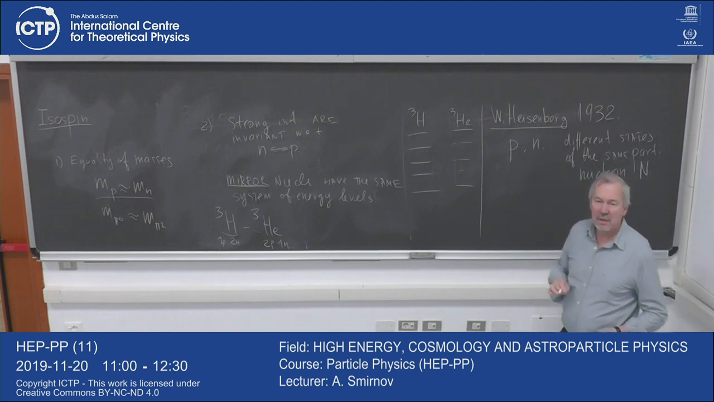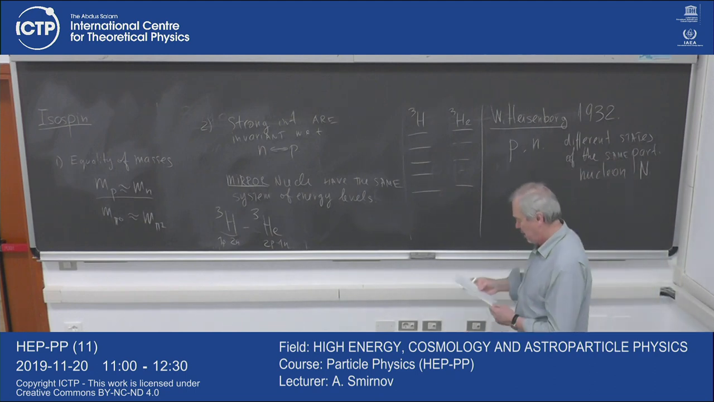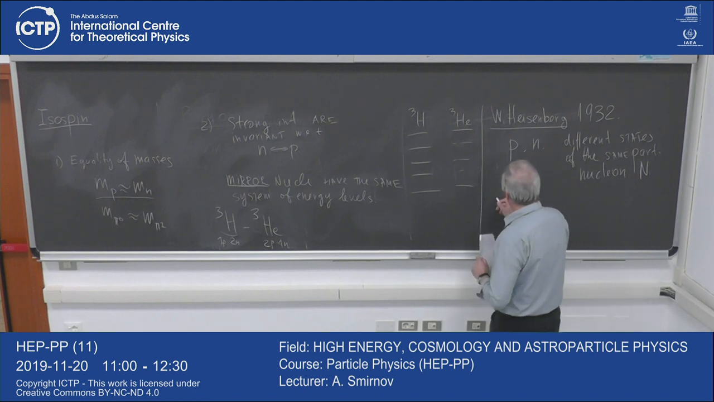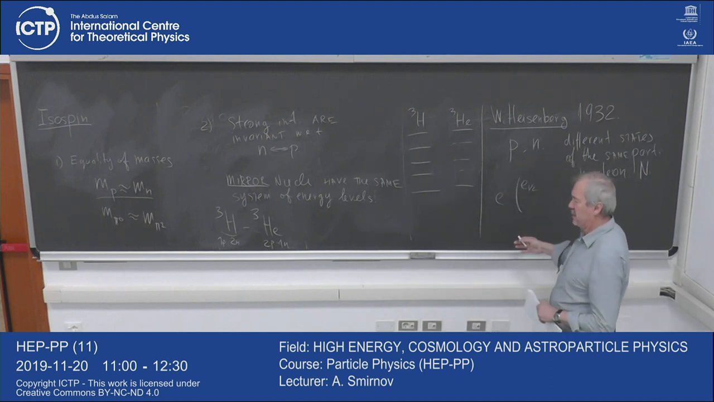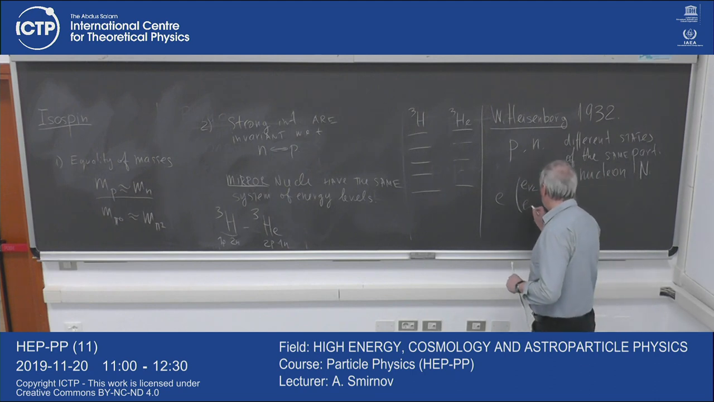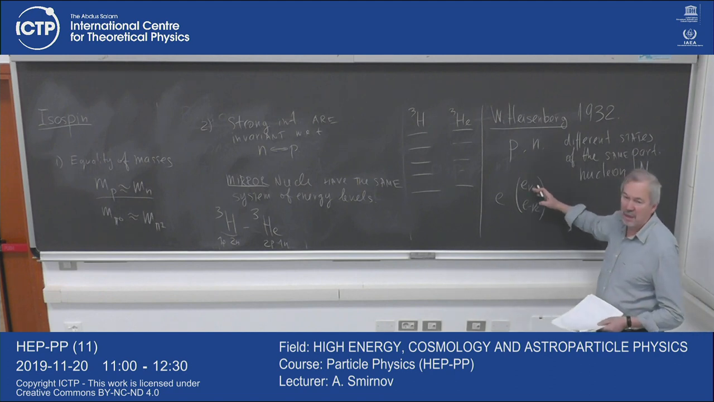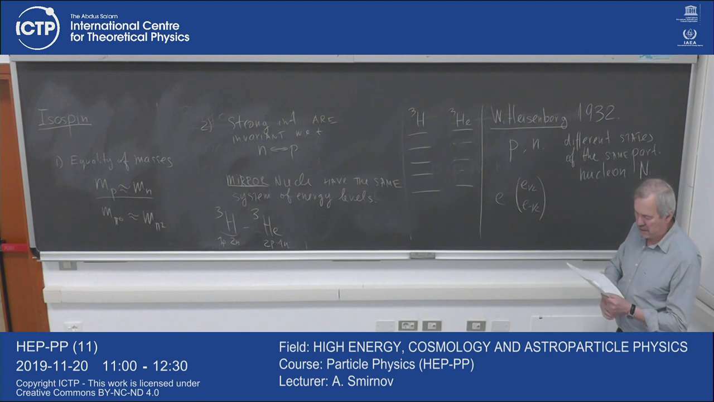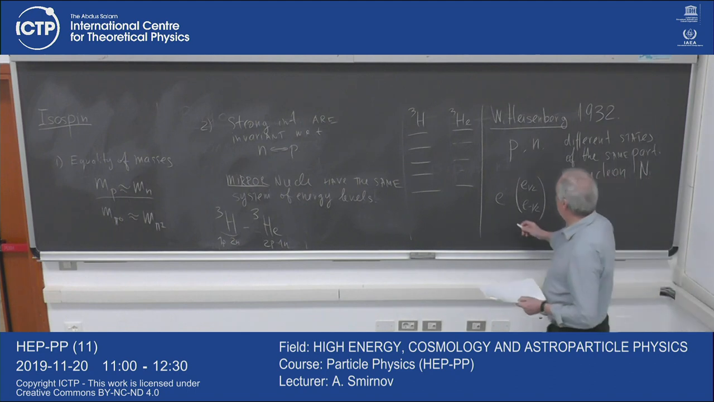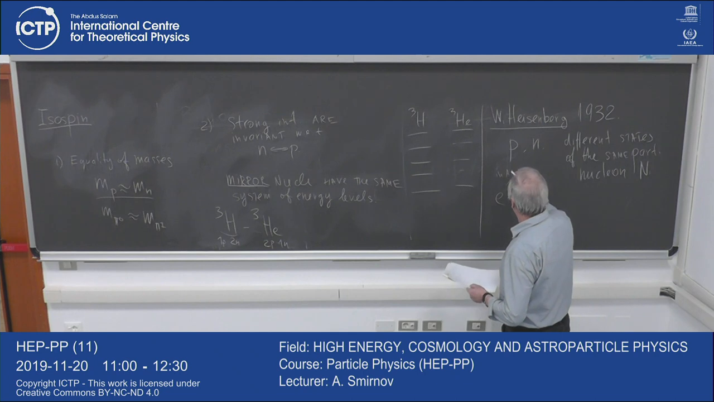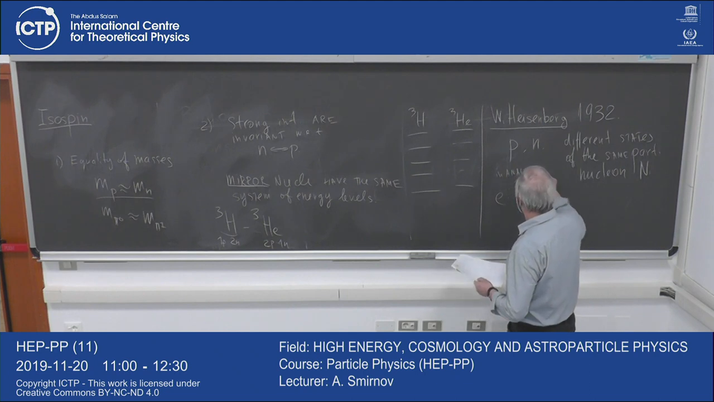In analogy with what we have, for instance, for electrons. In the case of electron, we have two different polarizations with projection of the spin 1/2 on the axis Z, for instance, and minus 1/2. So we have two different states of electron. And then Heisenberg had an idea that probably proton and neutron are just like differently polarized electron states. So this is an analogy with these electrons.